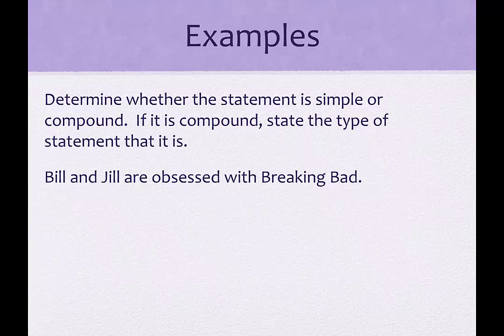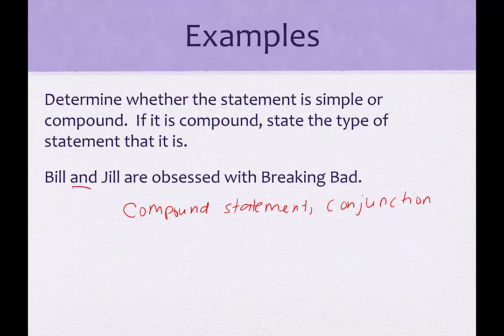And what we haven't seen in the examples is that sometimes you have to alter the wording; you saw I altered the word. But we have two simple statements. Bill is obsessed with Breaking Bad is one simple statement, and Jill is obsessed with Breaking Bad is a second simple statement, brought together by that word "and" right here. So this one would be a compound statement, and it's specifically a conjunction. We have the two simple statements brought together by the word "and".